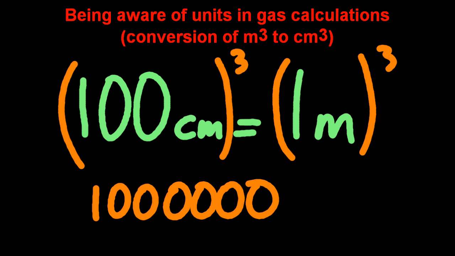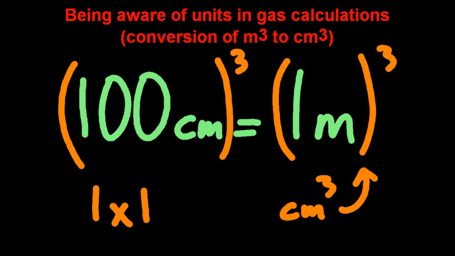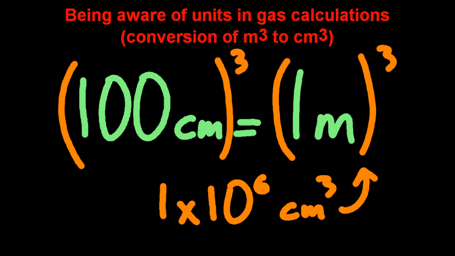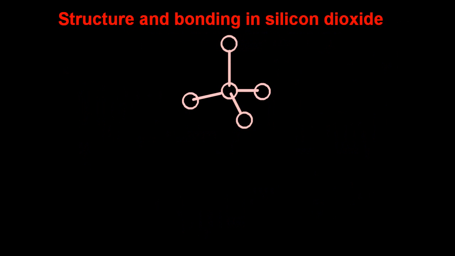Yep, so that's 1 with 6 zeros after it, centimeters cubed. That's a meter cubed. That's a million. No idea why they want you to do that.